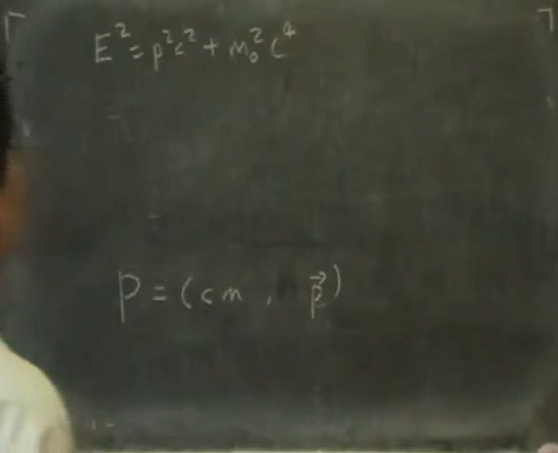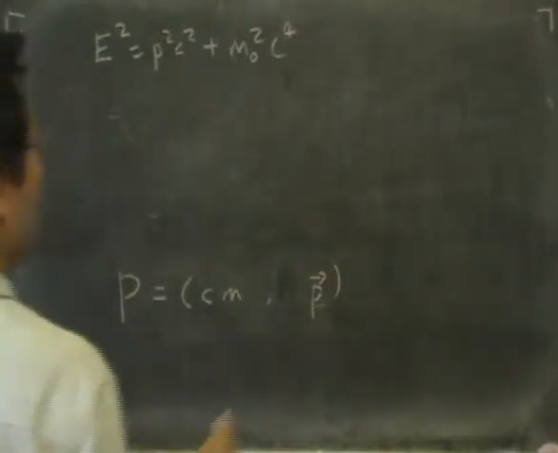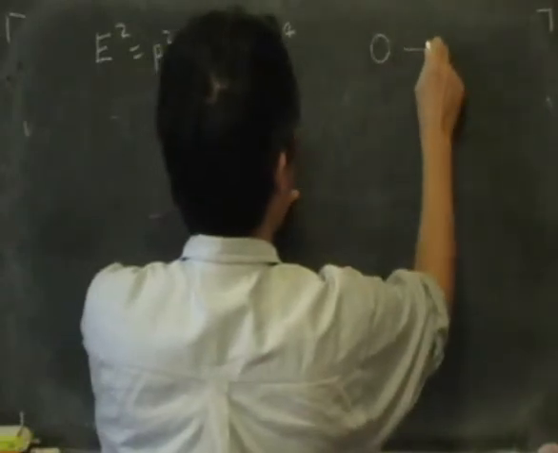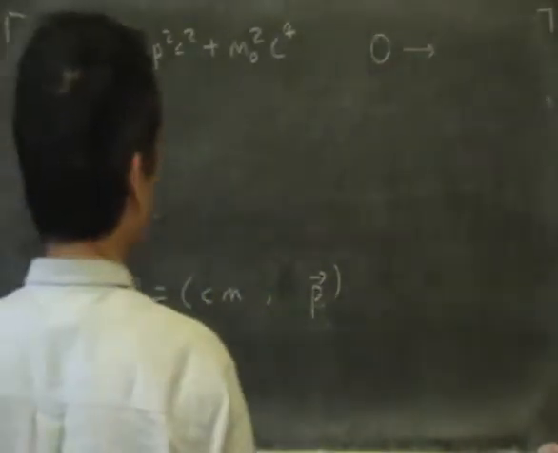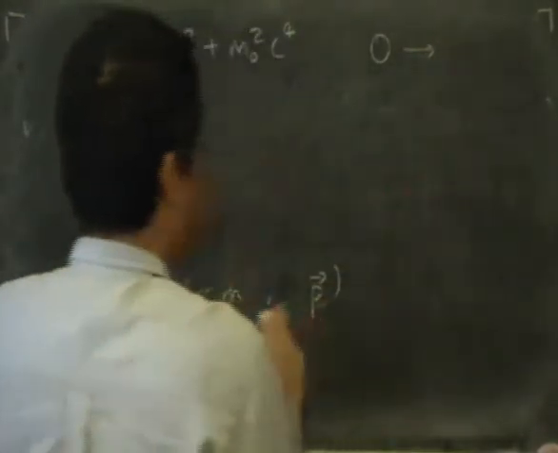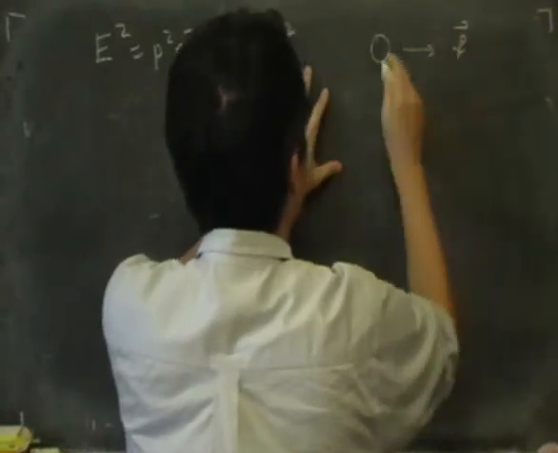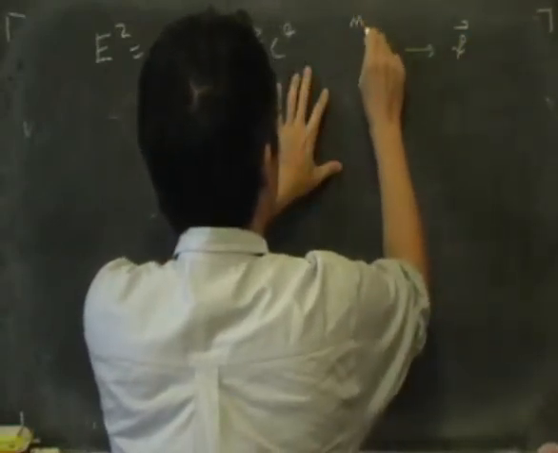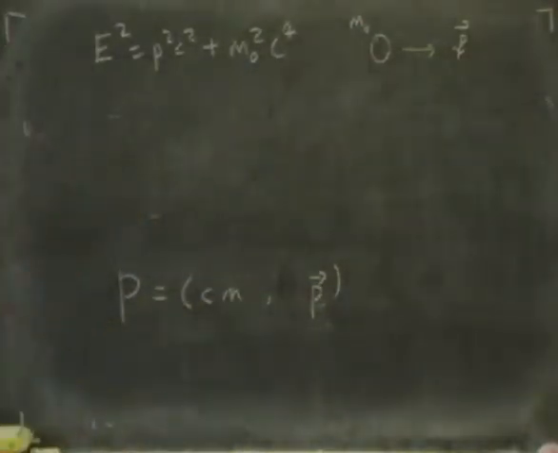Imagine a body that is moving with a certain momentum, say P in 3D, and it has a rest mass M naught. All right? So let's see what we can do.